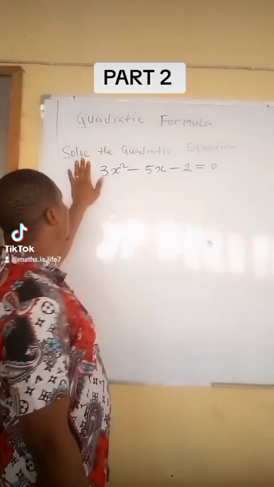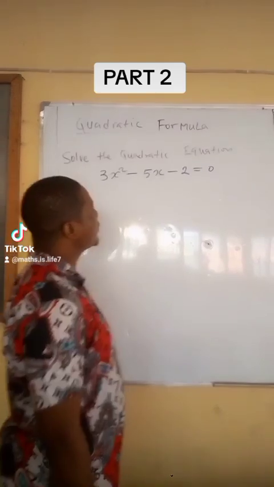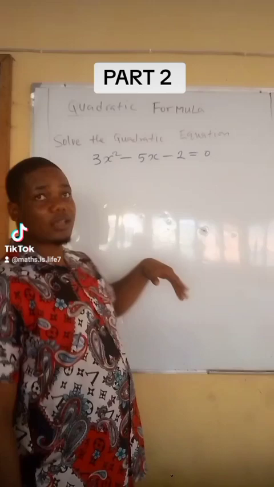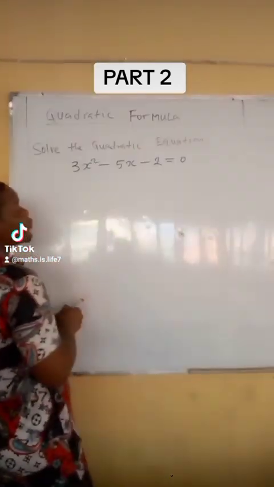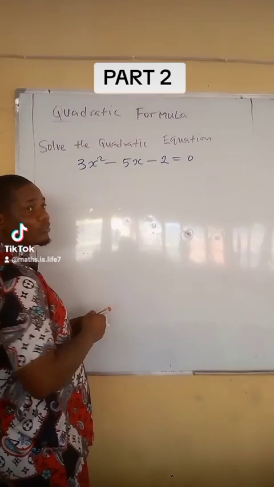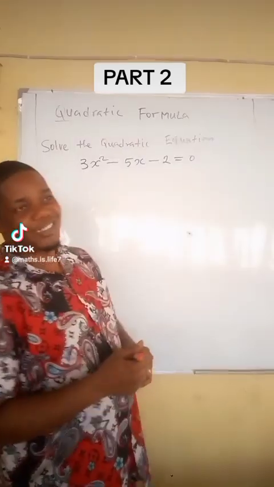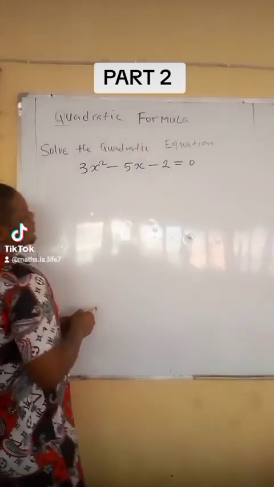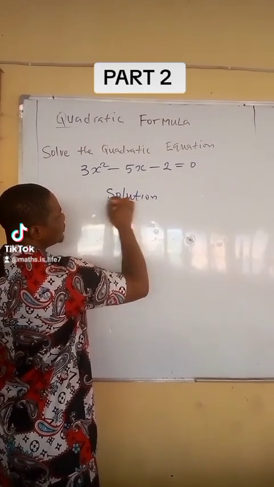Okay, we got a question here that says solve the quadratic equation. In our last class, I took the factorization method. Today, I'm going to use the formula method, which sometimes we call the almighty formula. That's the general name that most students like hearing, almighty formula. Before we start, we'll state the formula.